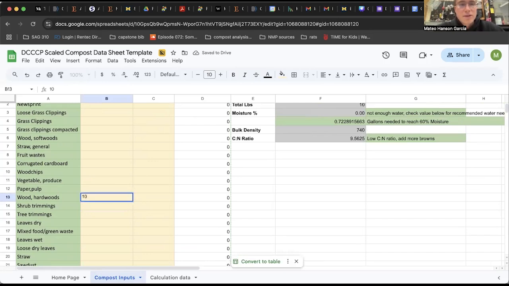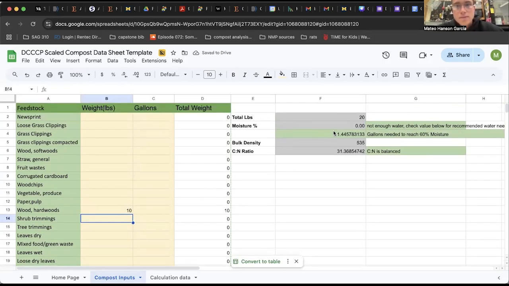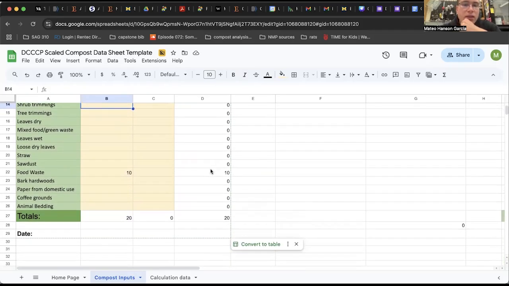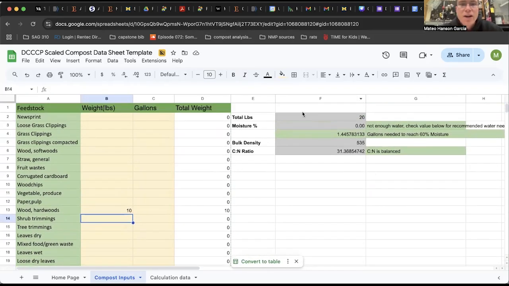and 10 pounds of wood chips. And we can see that our C to N is balanced, probably need a little bit more water, and we have a total of 20 pounds. Now, this calculator right here is a tool for you guys to use to get a general idea of what your compost pile is looking like. This is not going to be an exact measurement. We are going to run some tests for that. But in general, it's more to make sure that you're generally on the right track and not going into crazy land on your compost.